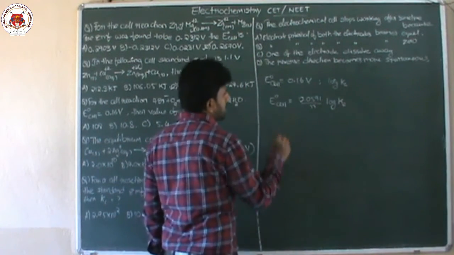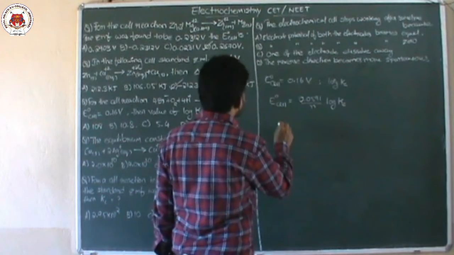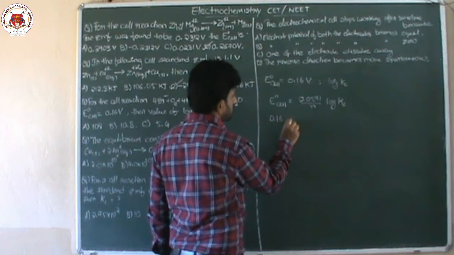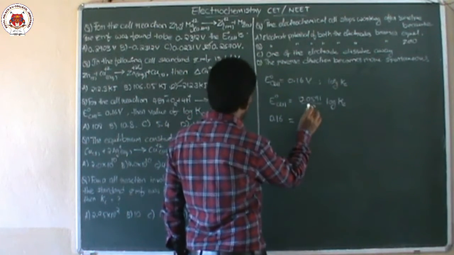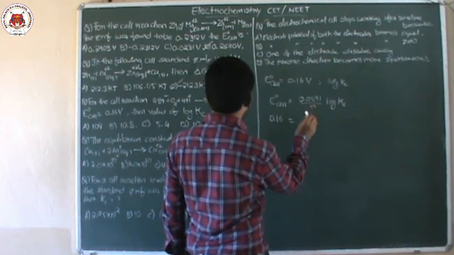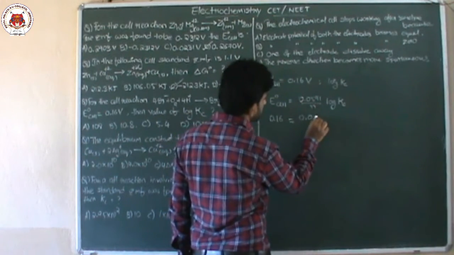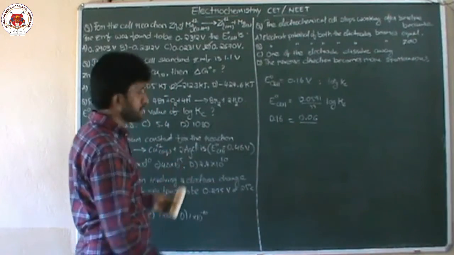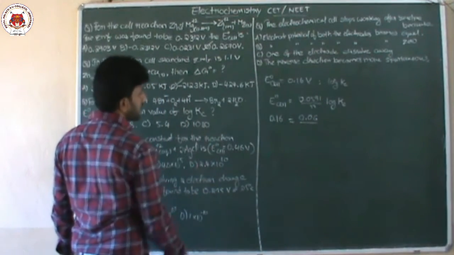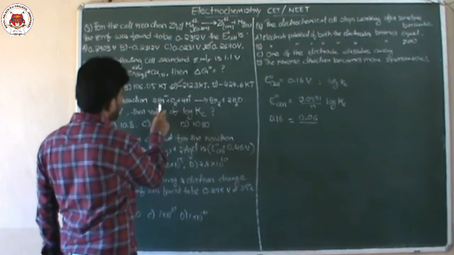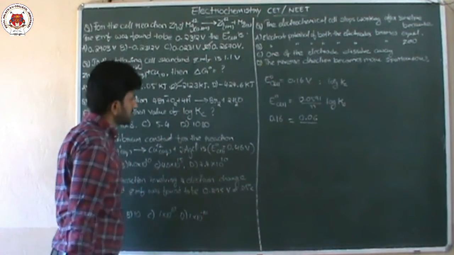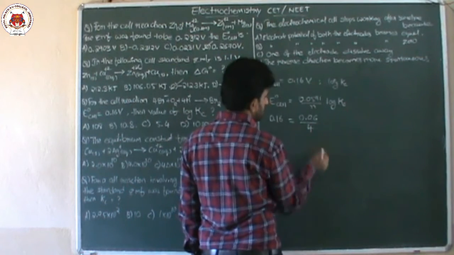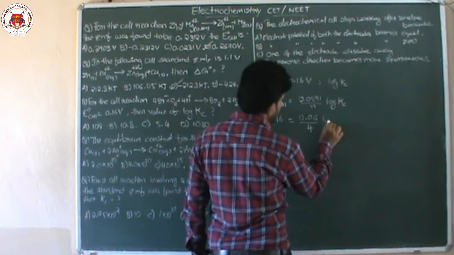Now that means you want log Kc value. So you need to substitute here 0.16 is equal to, and I'll approximate this one to 0.06 by n, log Kc. What is the n value for this reaction? We have 4 bromide ions, 4 protons. That means how many charges are involved? 4 electrons. That means n value for the reaction is 4.